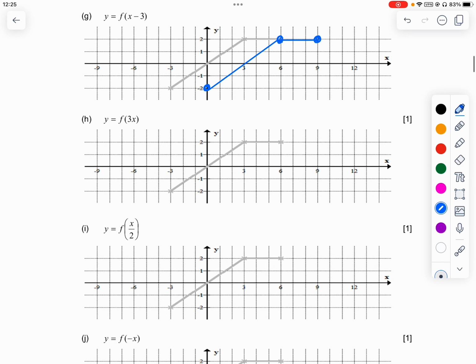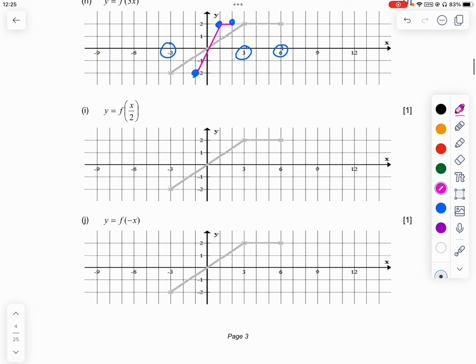Now the x values are getting divided by 3. So the y values will remain the same. 6 becomes 2, 3 becomes 1, and minus 3 becomes minus 1. The y values will remain the same, but the x values are dividing by 3. Again, the y values will remain the same. X values get multiplied by 2. So 6 becomes 12, 3 becomes 6, and negative 3 becomes negative 6.